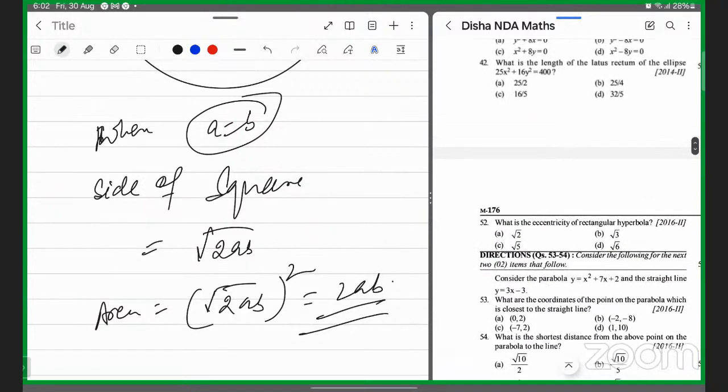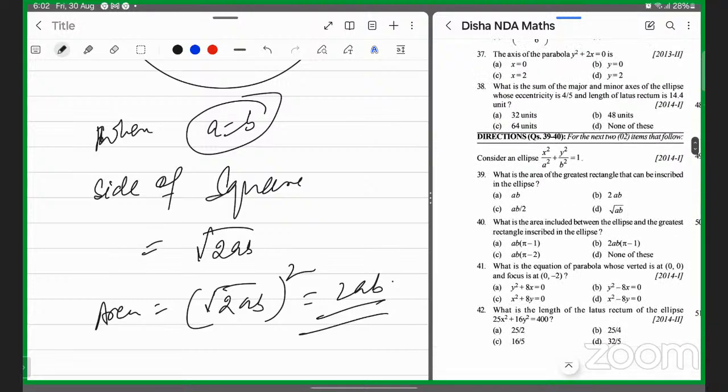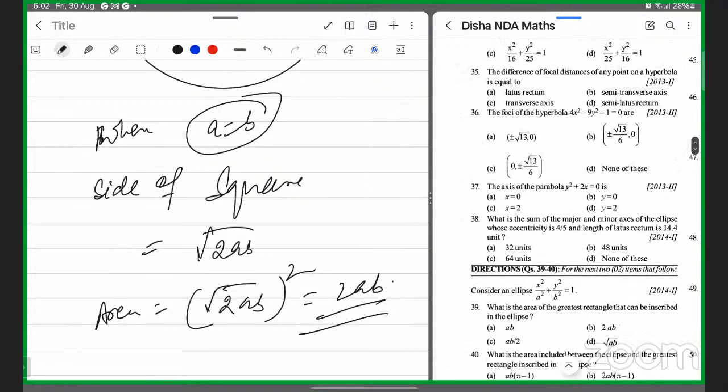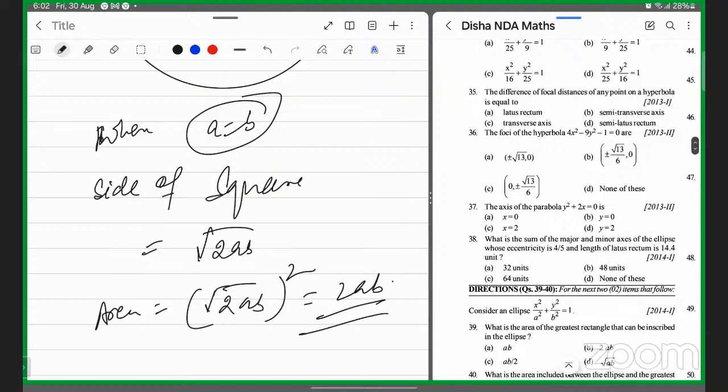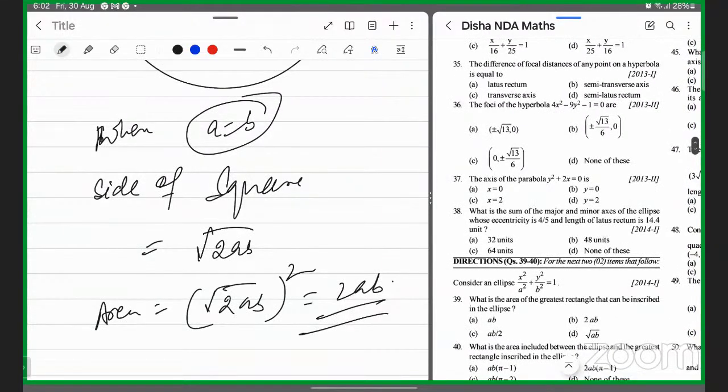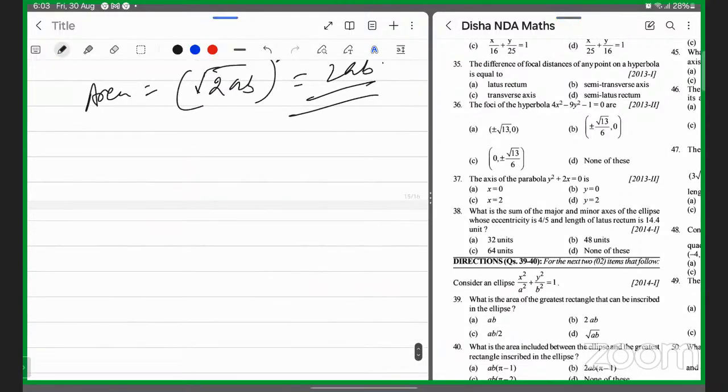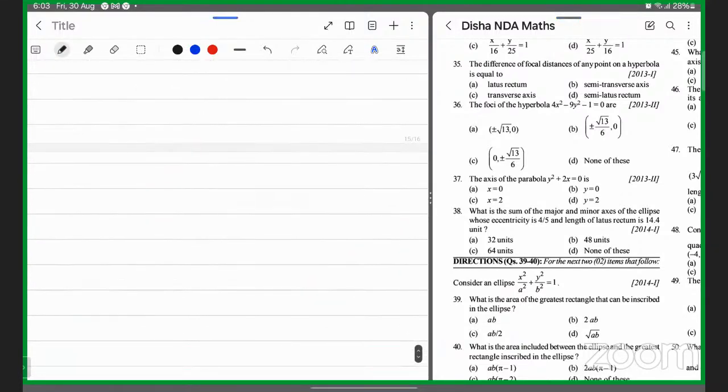We want proper explanations. I can start. Now do 38. Hurry up. See the options. 38: What is the sum of major and minor axis of an ellipse whose eccentricity is 4 by 5, length of latus rectum 14.4 unit.